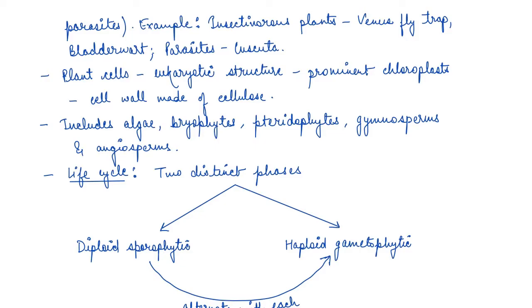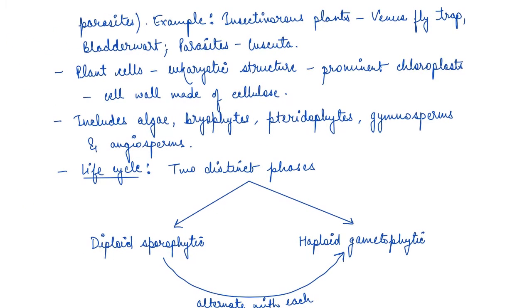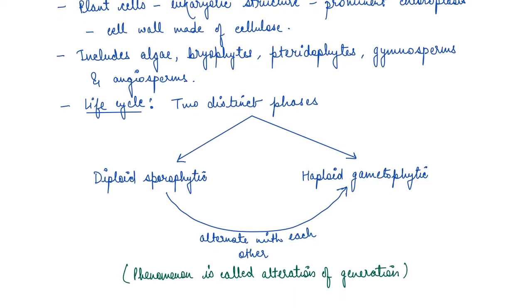Now their cells have a cell wall which is made of cellulose. They have prominent chloroplasts and a eukaryotic structure. They include algae, bryophytes, pteridophytes, gymnosperms and angiosperms. The life cycle basically has two distinct phases, a diploid and a haploid phase. The haploid gametophytic phase and the diploid sporophytic phase alternate with each other, and this alternation is known as alternation of generation.